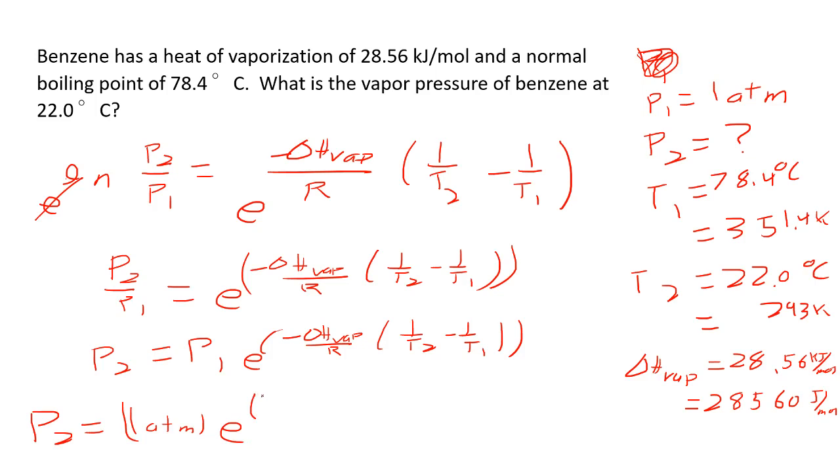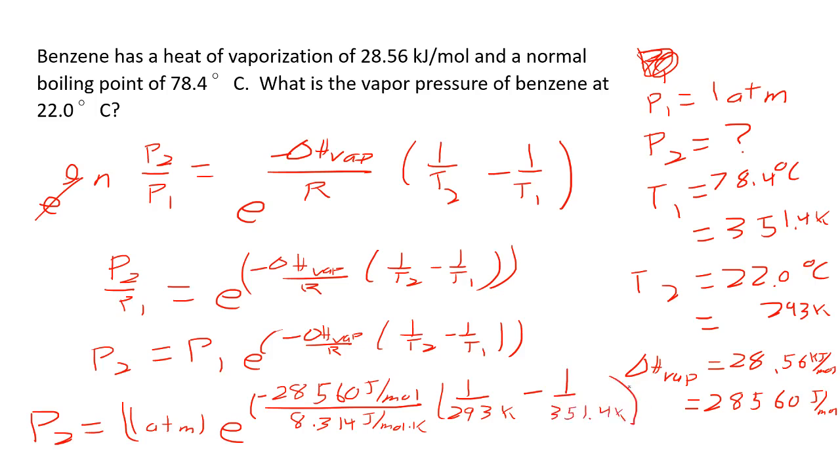Then when we plug all this in here, we're going to get negative. Don't forget this negative. A lot of students have been doing that, I noticed, because it's just hard to remember. Negative 28,560 joules per mole over 8.314 joules per mole Kelvin. Remember, that's just a constant you're going to have on your equation sheet. We then have 1 over T2, make sure we don't flip these, 293 Kelvin, minus 1 over 351.4 Kelvin.